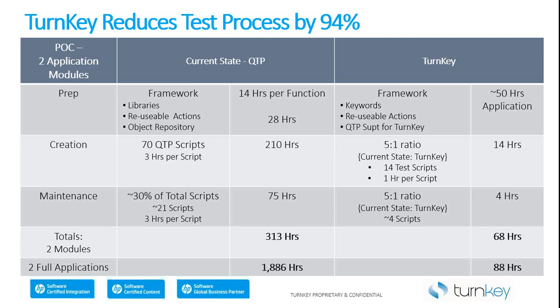This is just a quick example. This is an actual side-by-side test that we did with a client when we did a rollout. We took 2 application modules, and we said, okay, let's do these side-by-side. We're going to build them from scratch, one using UFT, one using TurnKey, all the way from prep creation through maintenance, and then total out the actual time effort involved. And you can see when you extrapolate that against the 2 full applications, the difference in terms of hours is about 94%. A lot of that you'll see is in maintenance, where once you're built and operational and in sustain mode, it really becomes different.